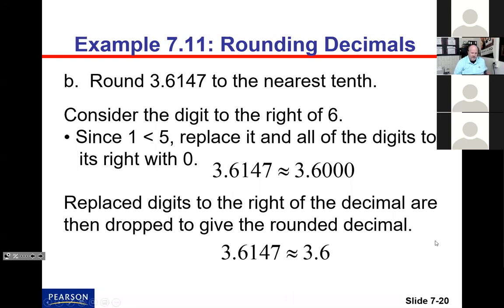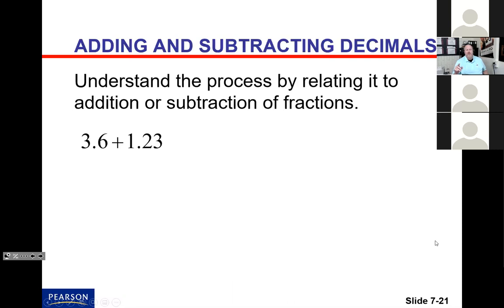Very good point. Okay, now here are 2 ways of doing addition. It really depends on what you do. So adding and subtracting decimals. When you're adding these, especially if it's 3.6 and 1.23, you have different place value, right? You've got tenths and you've got hundredths.